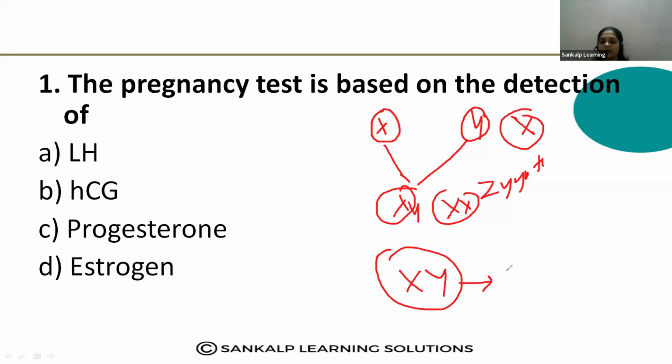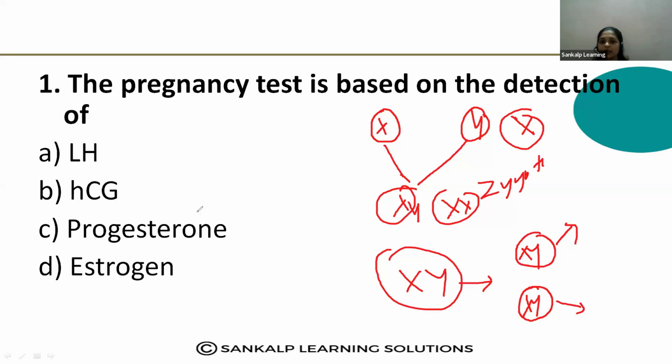This zygote will again divide into two of this, like XY and XY. ಈ zygote ಏನಾಗತ್ತೆ ಡಿವೈಡ್ ಆಗತ್ತೆ. ಆಫ್ಟರ್ ದಟ್ ಡೆವಲಪ್ಮೆಂಟ್ ಪ್ರೋಸೆಸ್ ಟೇಕ್ಸ್ ಪ್ಲೇಸ್. zygote ಏನಾಗತ್ತೆ ಅಂದ್ರೆ ಈ ತರ ಡಿವೈಡ್ ಆಗಿ ಏನಾಗತ್ತೆ, there is a formation of the twin babies.